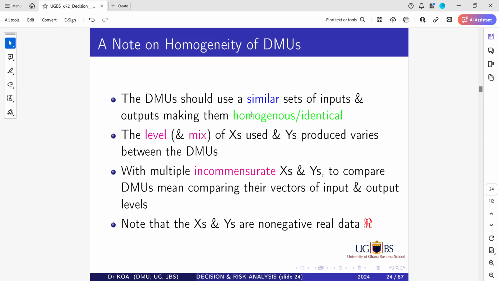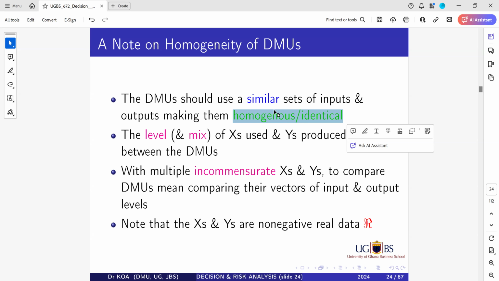We have spoken a lot about homogeneity. So take note. The thing about homogeneity is that the DMUs are identical. They are similar in terms of what they do. So please take note of that. It's not in terms of something else, but rather in terms of what they do, as a particular kind of people.